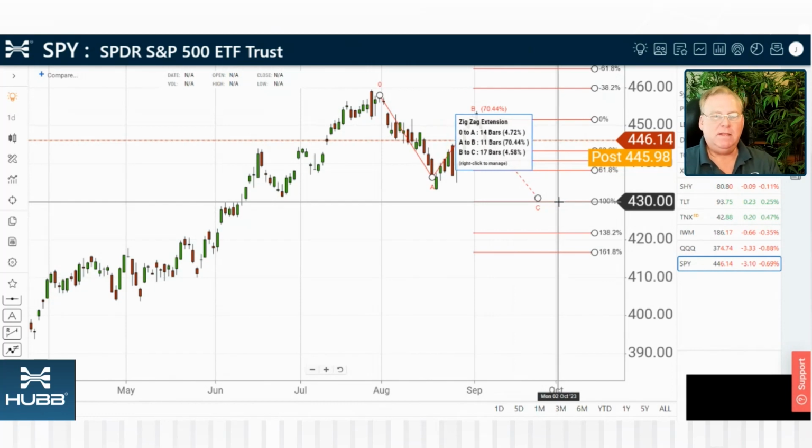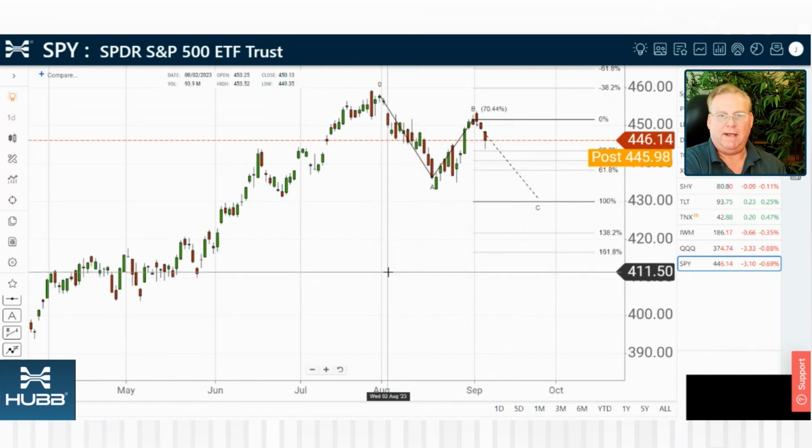Now, does that mean that we're going to go to 430 on the Spider Index Trust? No, but it's my target. I have a trade that already is out there and is targeting that number. And we'll see if this time we do get all the way down there.